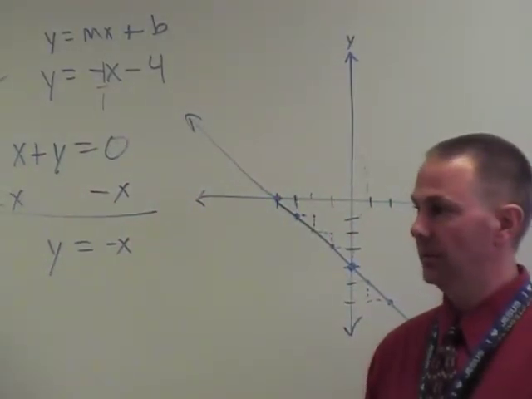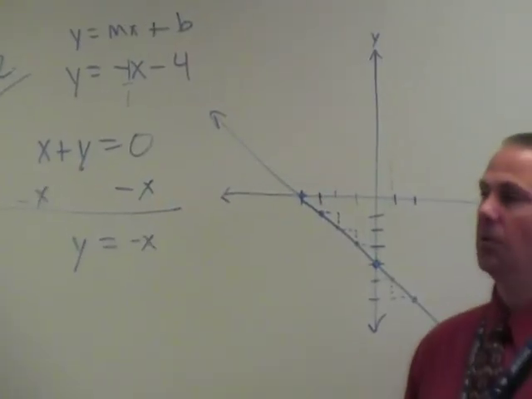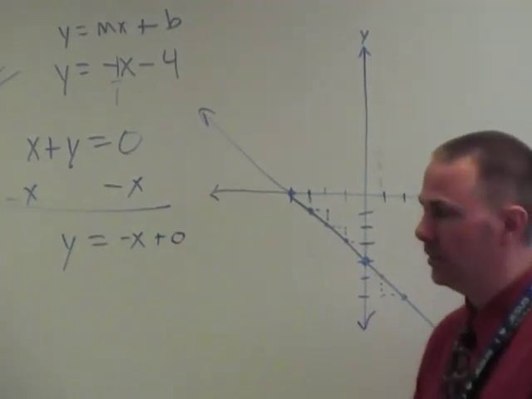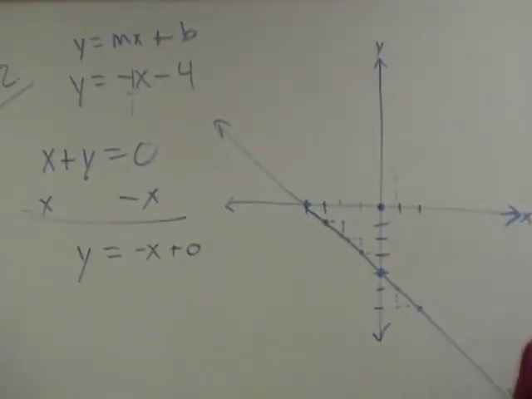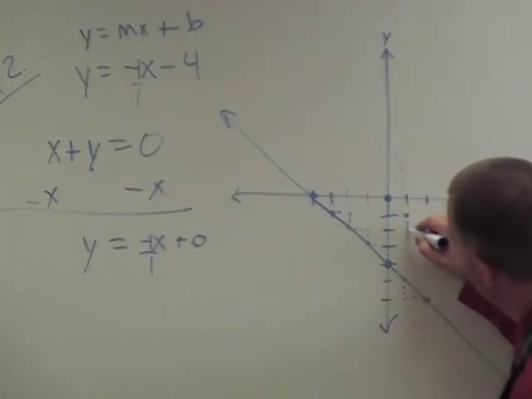But you don't have b. Right. So where do you start? Start at b. What's b? 0. They're not going to write plus 0 in the book. So you start here. What's your slope? Negative 1 over positive 1. Go down 1 and over 1. Down 1 and over 1.